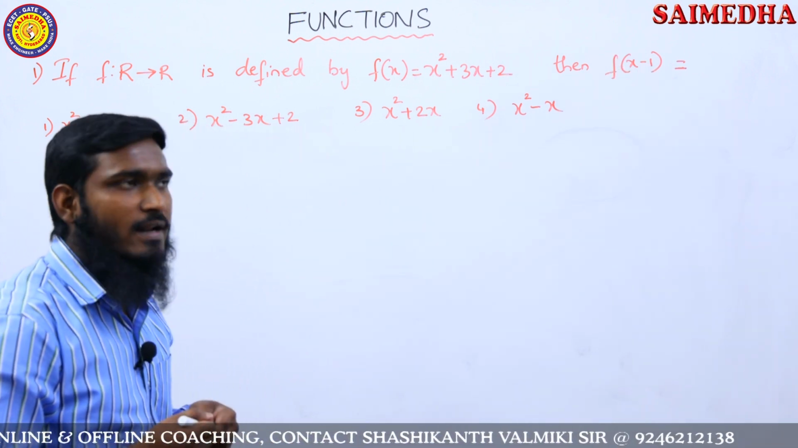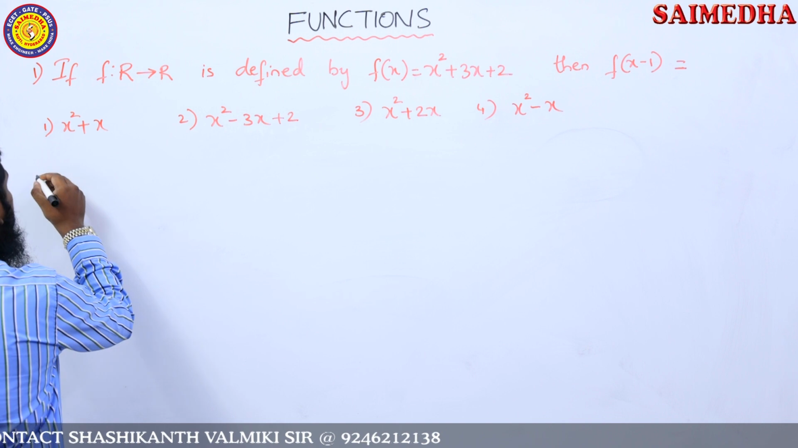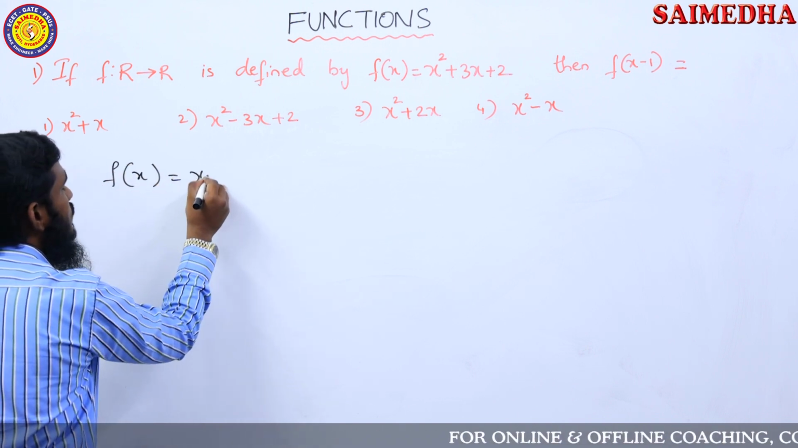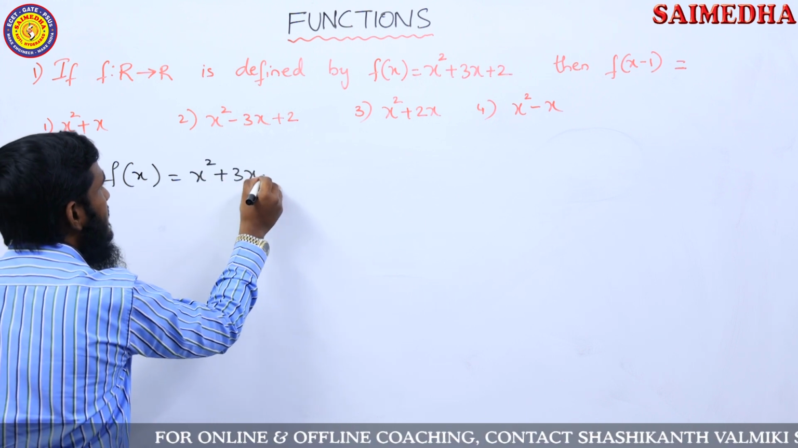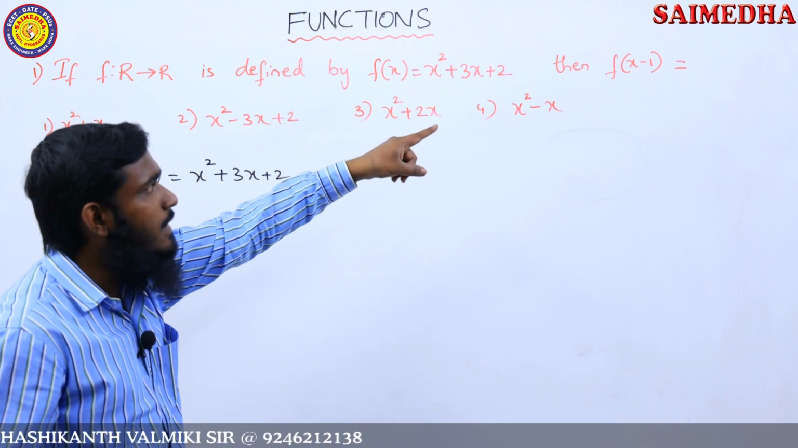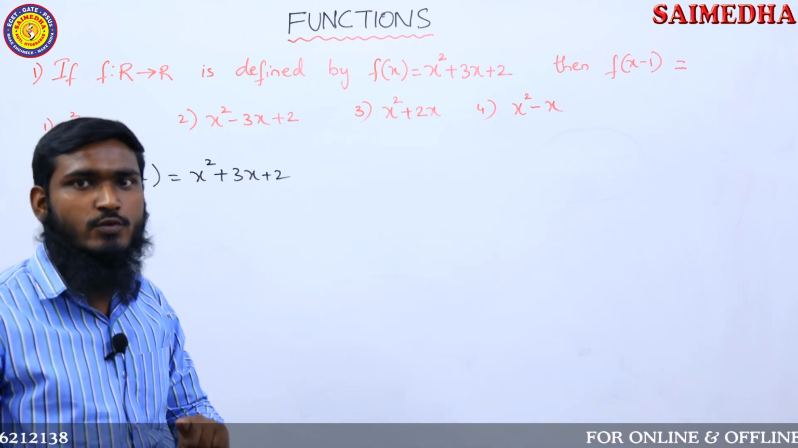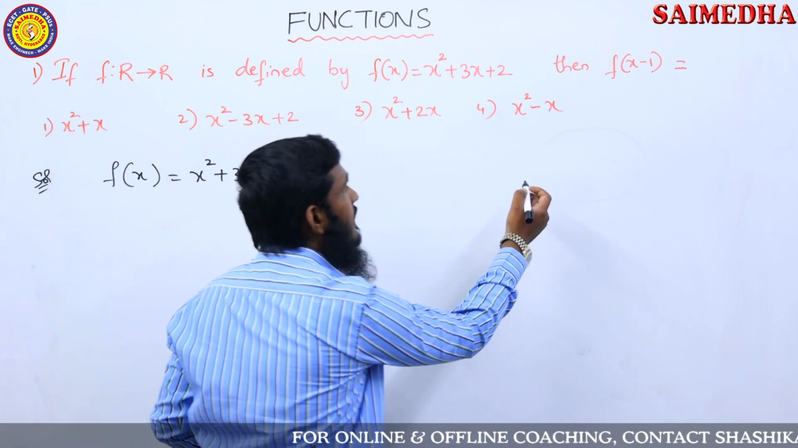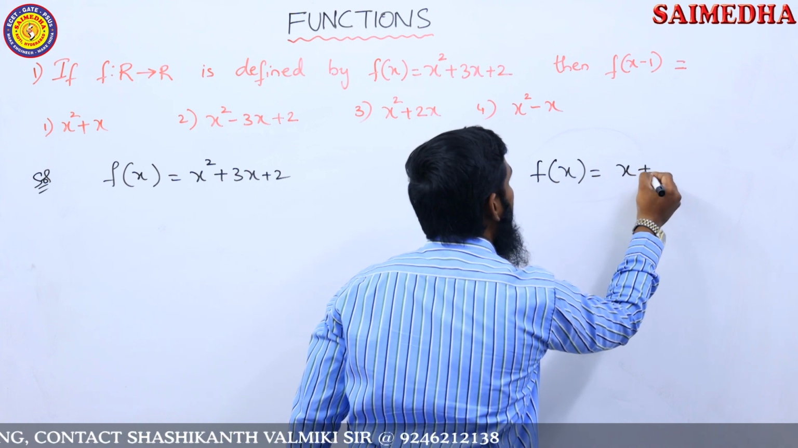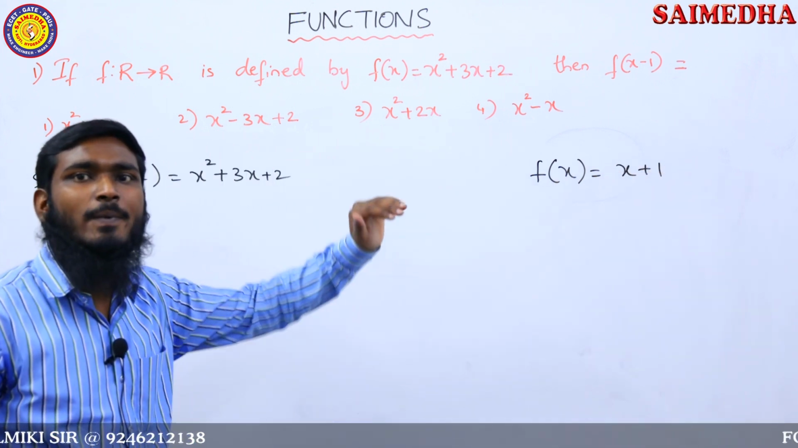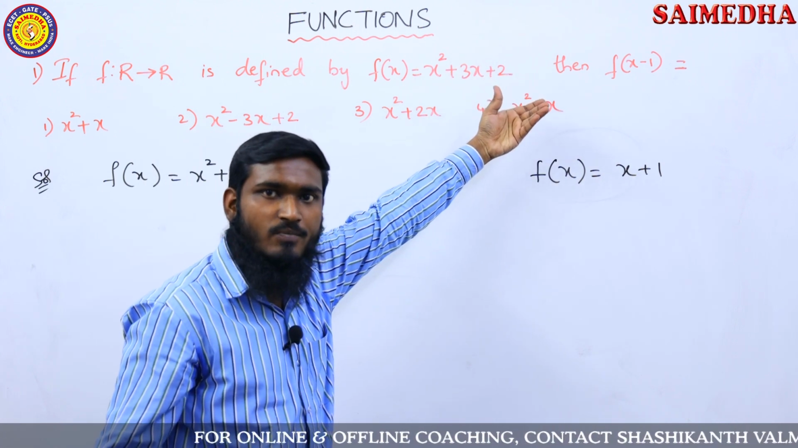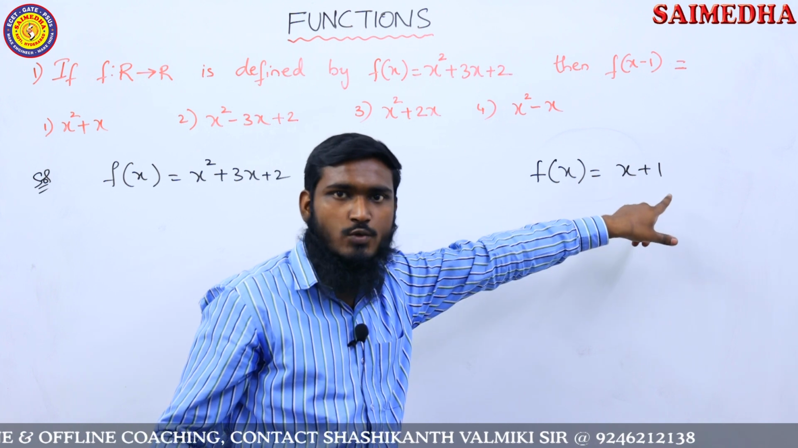So first, what are we writing? We are writing the function over here: f of x is equals to x square plus 3x plus 2. The function part we have written as it is. Now, as we have to find the value of f of x minus 1, let us take one simple example. If we take f of x equals x plus 1, this is a simple example. After discussing this example, we will go for the exact question.